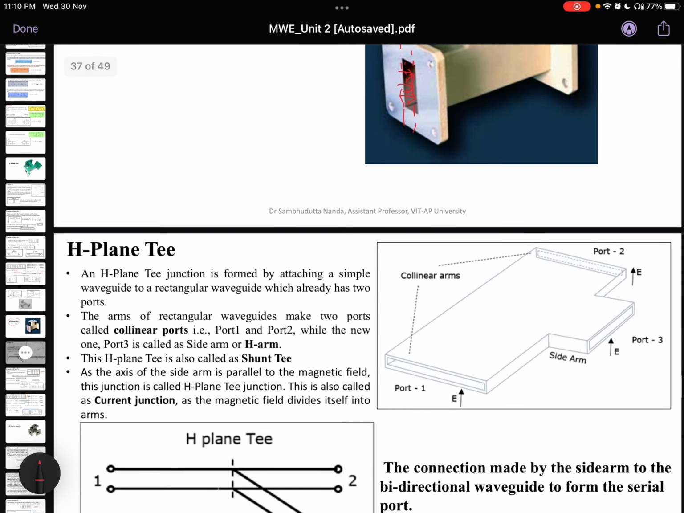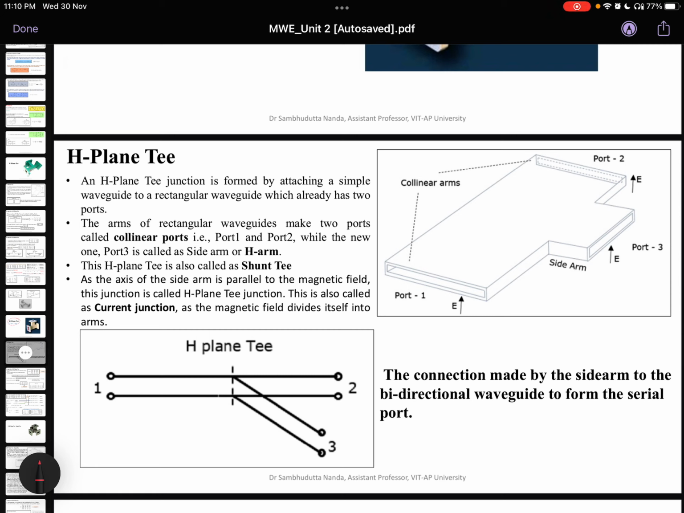plane Tee. Now in the H-plane Tee, if we see the graphical representation here, the E field is in this direction and the H field will be in this direction, and that is why it is called the H-plane Tee, because this arm is parallel to the H field.